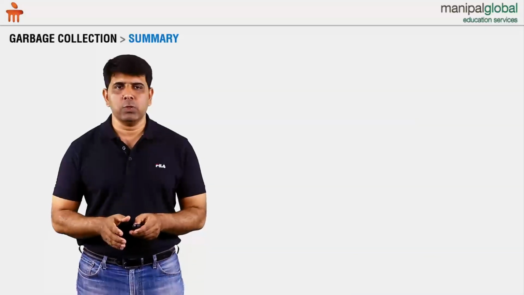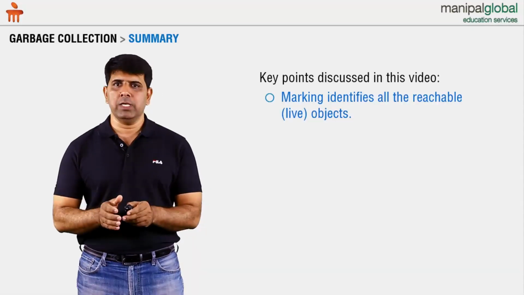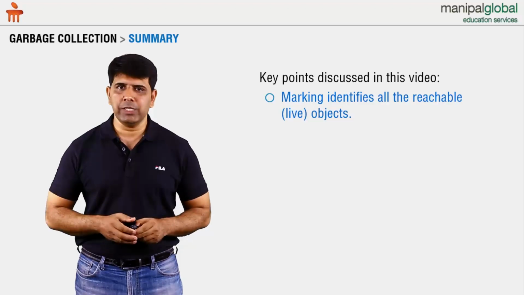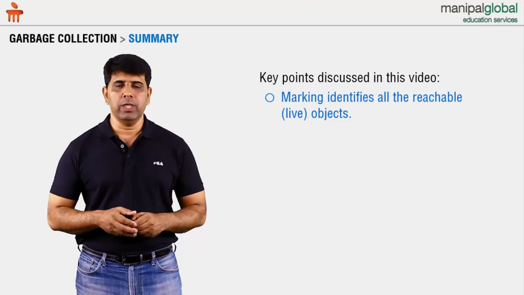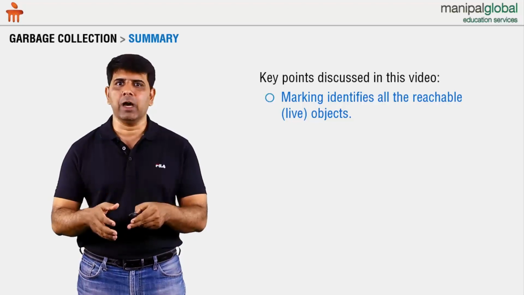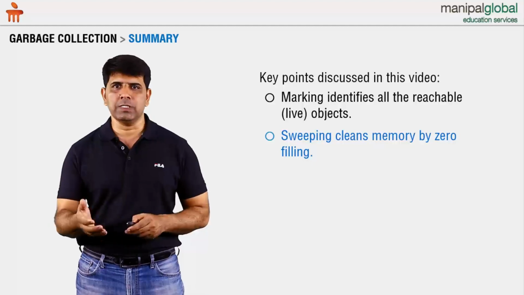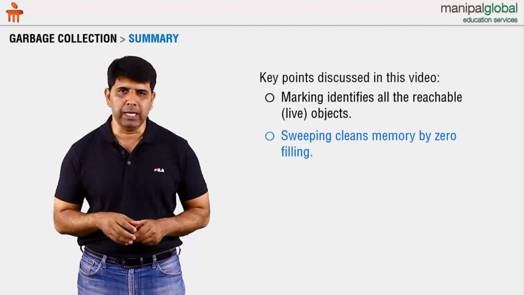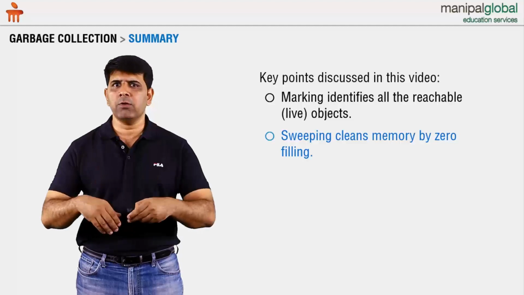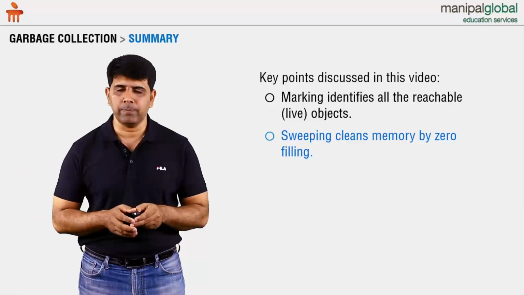Let's quickly summarize what we learned in garbage collection. Marking is a process to identify all reachable or live objects. Even though we say it is a garbage collection, it does not collect the garbage, it collects the live objects. Sweeping is another process that cleans the memory by zero filling, and then there will be a compacting where all the live objects will be moved together.